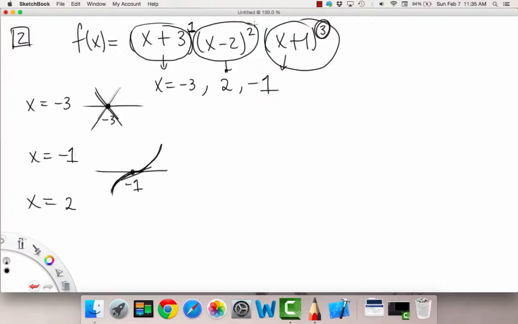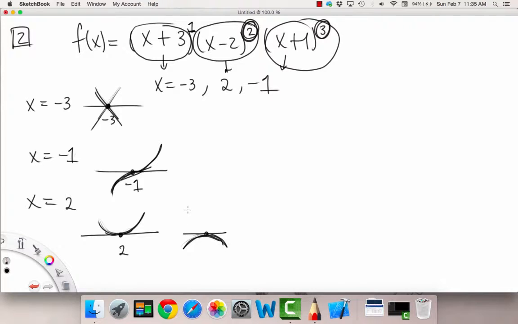The last one is x equals 2. Looking at that group, it has a power of 2. That means as we get closer and closer to the root of 2 on the x-axis, it's going to look like a parabola, either facing up like this, or like this. And that's determined by the long run behavior, which one it is.